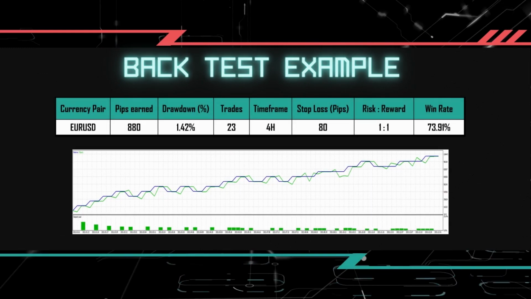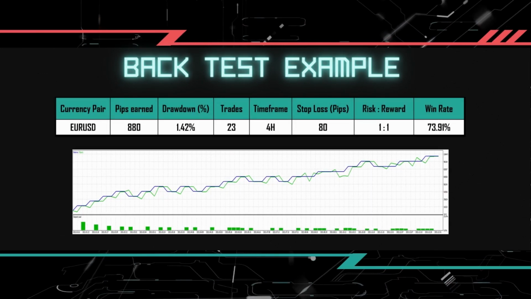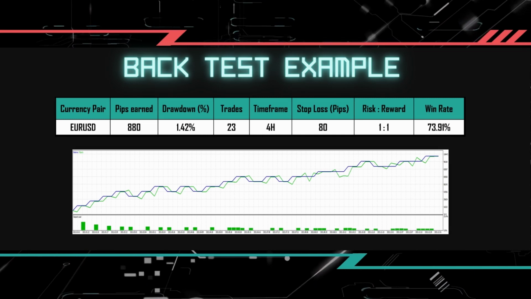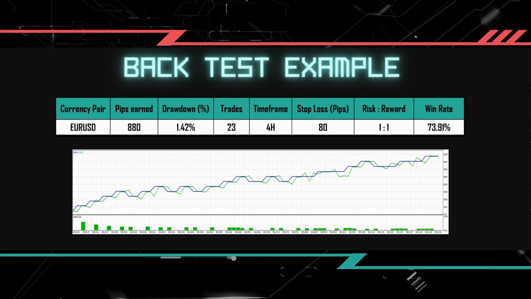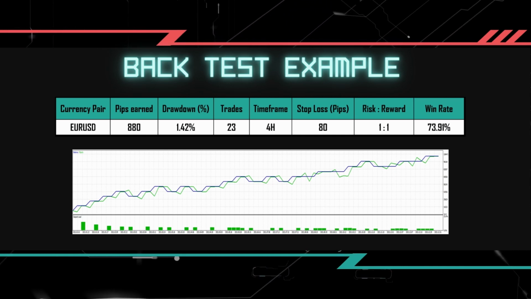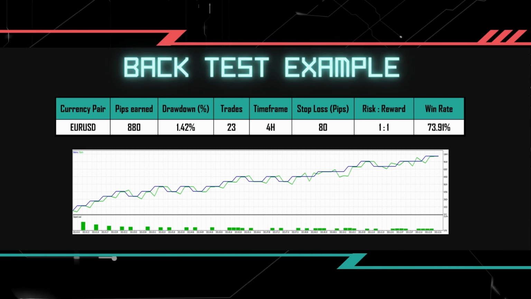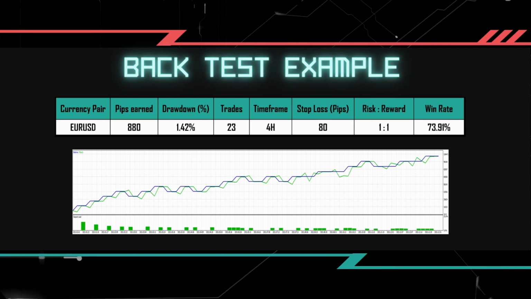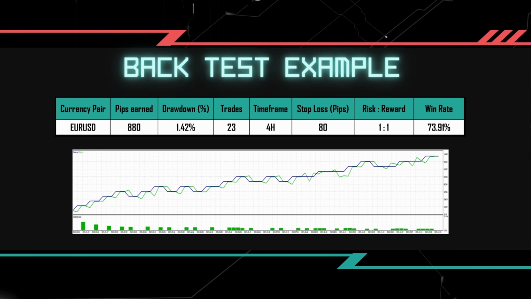After running the expert advisor for a while, we have identified one of the most profitable settings for this strategy. This remarkable result was achieved using a 4-hour time frame on EUR/USD, stop loss level at 80 pips, risk to reward ratio at 1:1, which means take profit is also at 80 pips. There were a total of 23 trades executed in 2021. The maximum drawdown on account was very low, sitting at only 1.42%. This strategy was able to earn 880 pips with a 73.91% trade win rate.